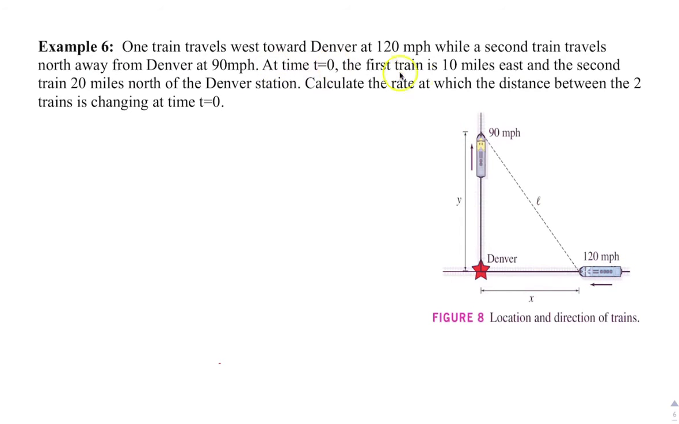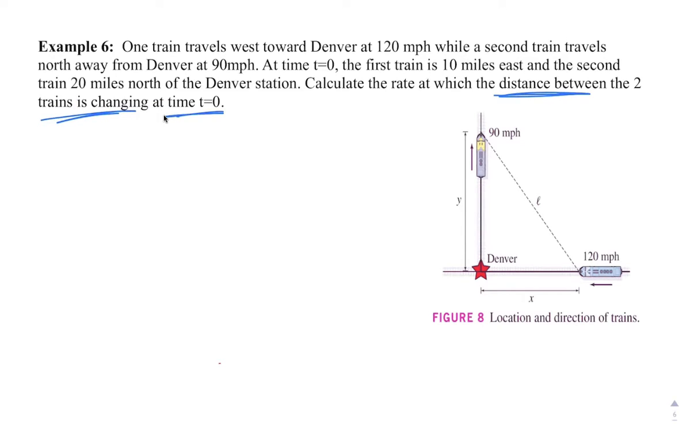At time equals 0, the first train is 10 miles east. So at t equals 0, the first train is 10 miles east, so this guy. And the second train is 20 miles north, so that's 20 miles north. Calculate the rate at which the distance between the two trains is changing at time t equals 0. So I'm going to go a little faster on this one.